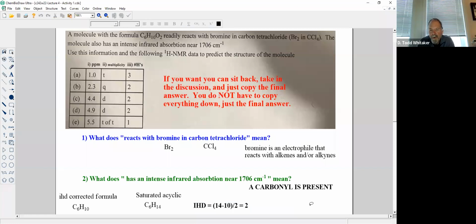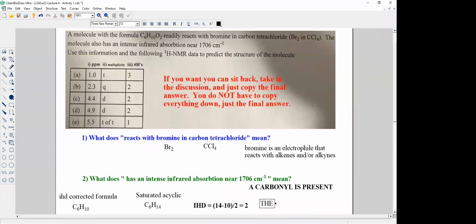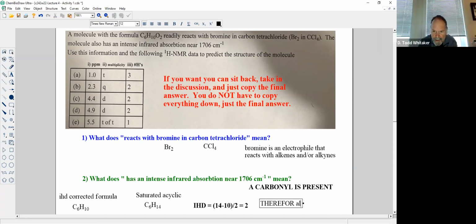All right. So we're only looking for a pi. Can't be an alkyne. We already ruled out alkyne. Alkyne by itself has an IHD of 2. Couldn't have a carbonyl as well. So now we know it's an alkene. Therefore, alkene and carbonyl.